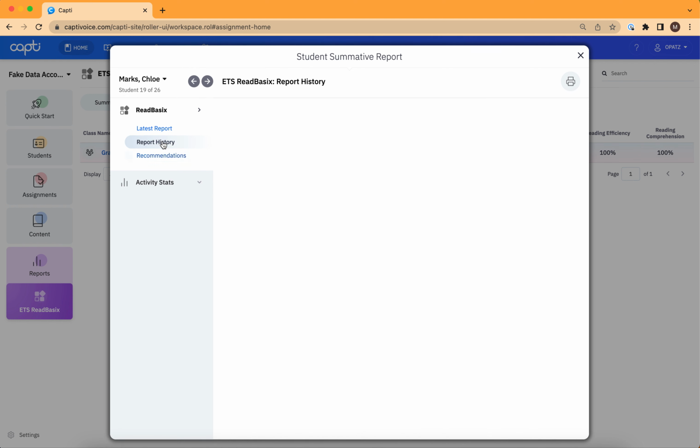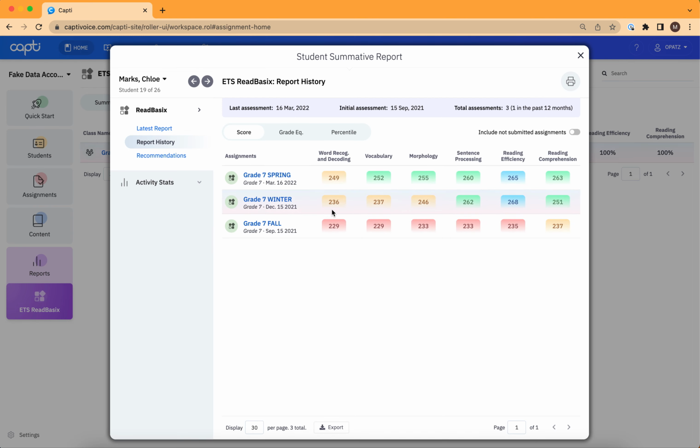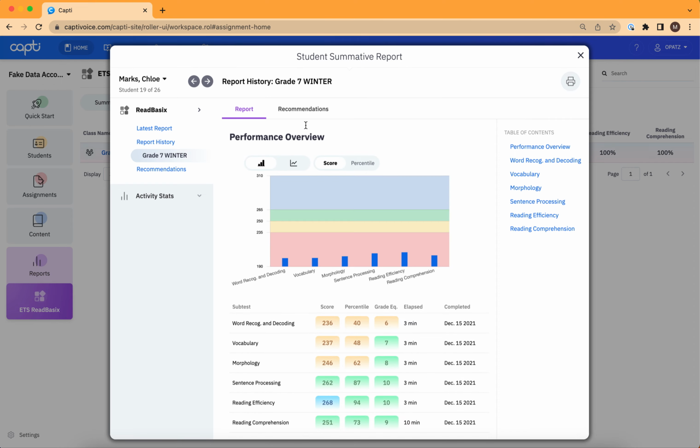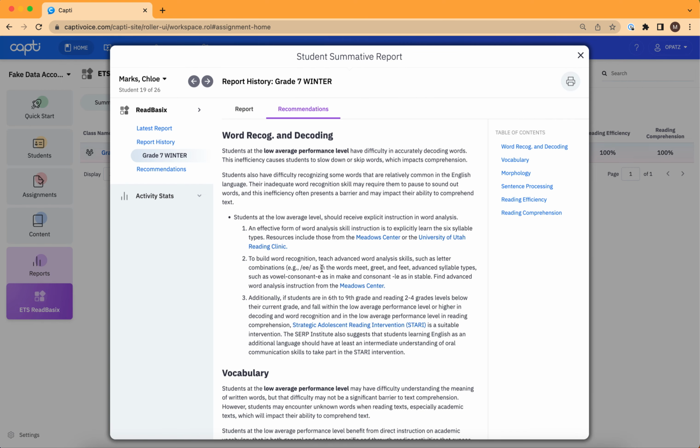analysis. So when Chloe took the assessment again in the winter and her score had increased to 236, her teacher started to look at those recommendations. And when she looked at the recommendations for Chloe at that point, she started to see that she really needed explicit instruction in word analysis. And that's where she started to focus Chloe's intervention. So she did a lot more with the 6 syllable types, and then she also pulled in morphemes to support Chloe in making sense of words that include suffixes and prefixes.